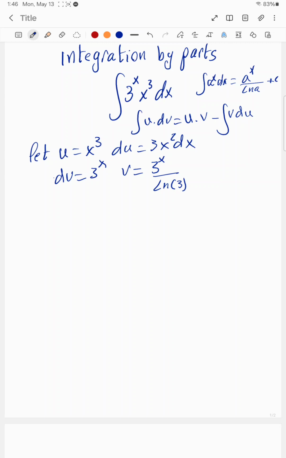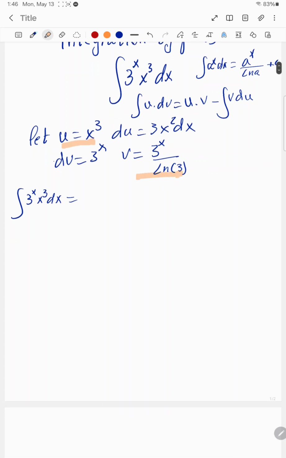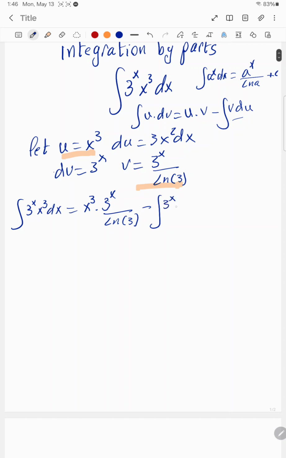So now let's rewrite my integral using integration by parts. The integral of 3 to the power of x times x to the power of 3 dx is equal to u times v, and here my u is this and my v is that. So it is u times v, which is x cubed times 3 to the power of x divided by ln of 3, minus the integral of v du. So my v is 3 to the power of x divided by ln of 3, and my du is this one, 3x squared dx.